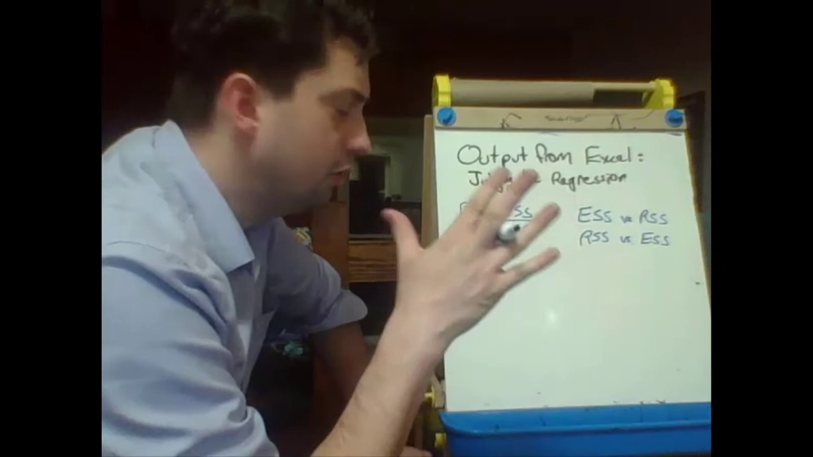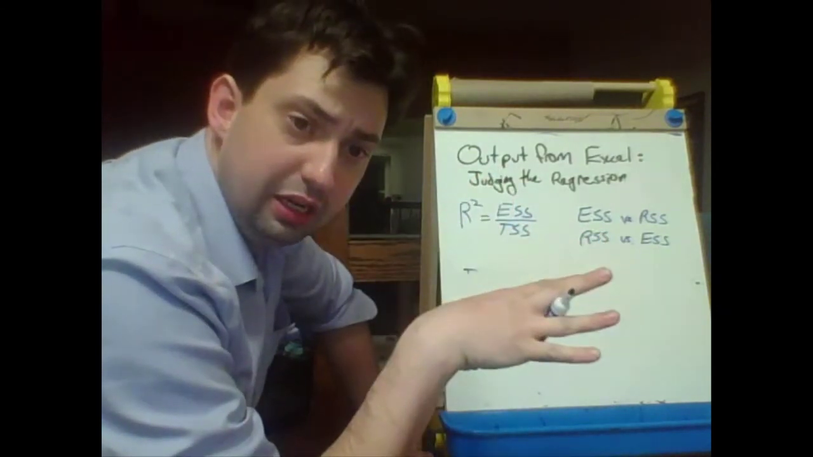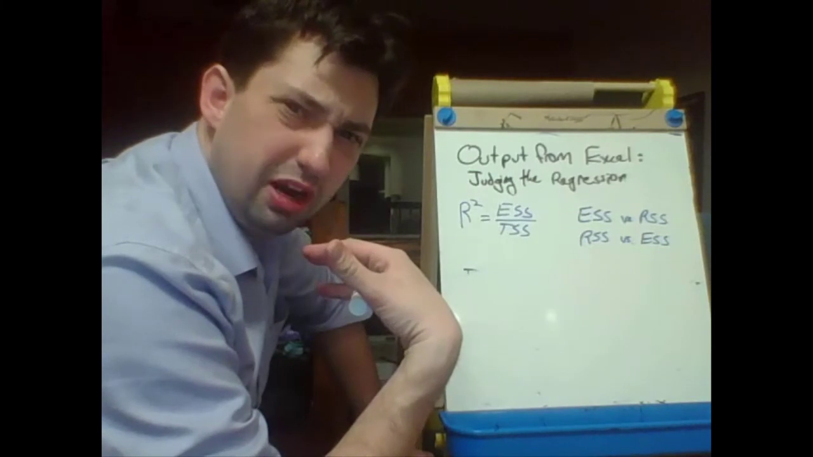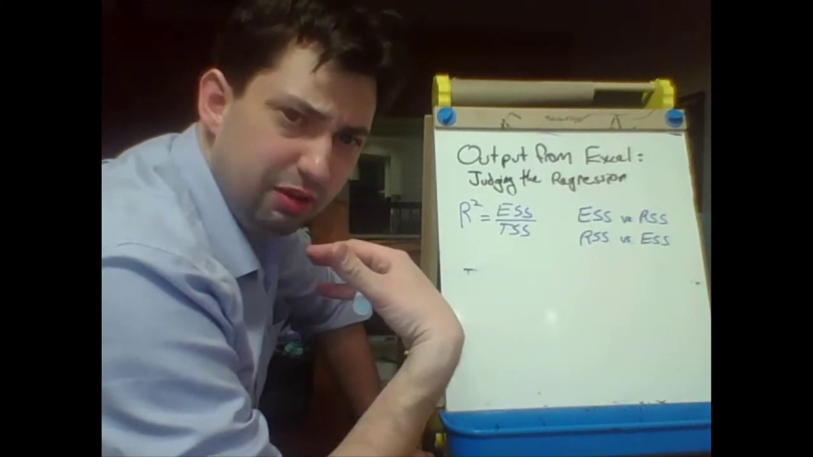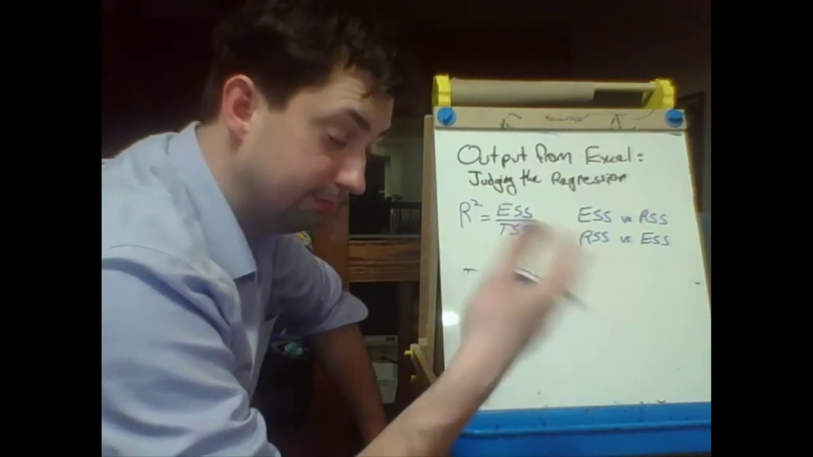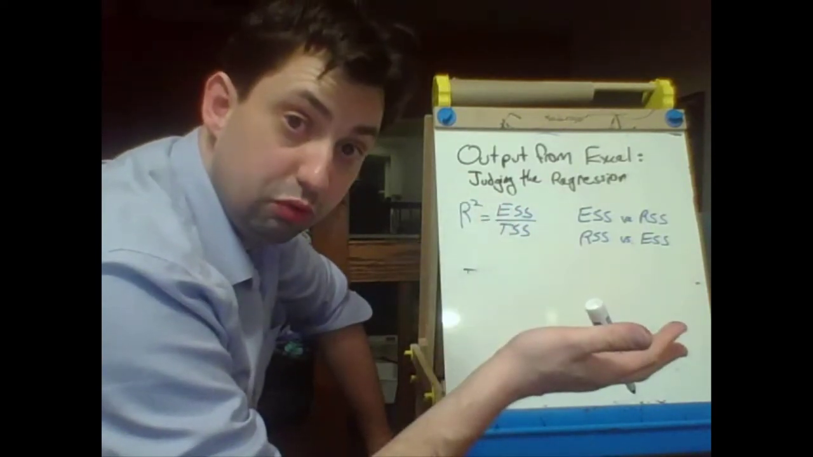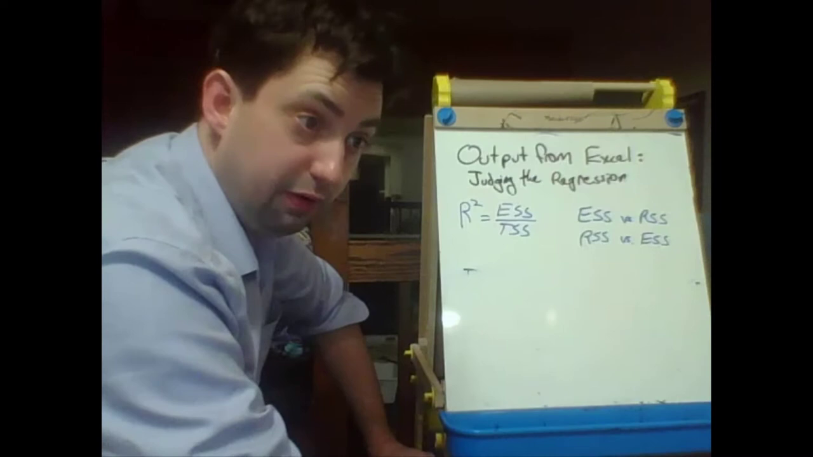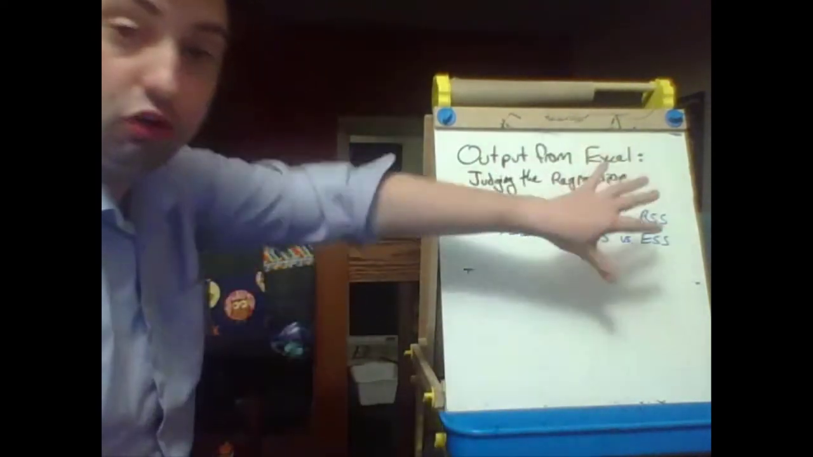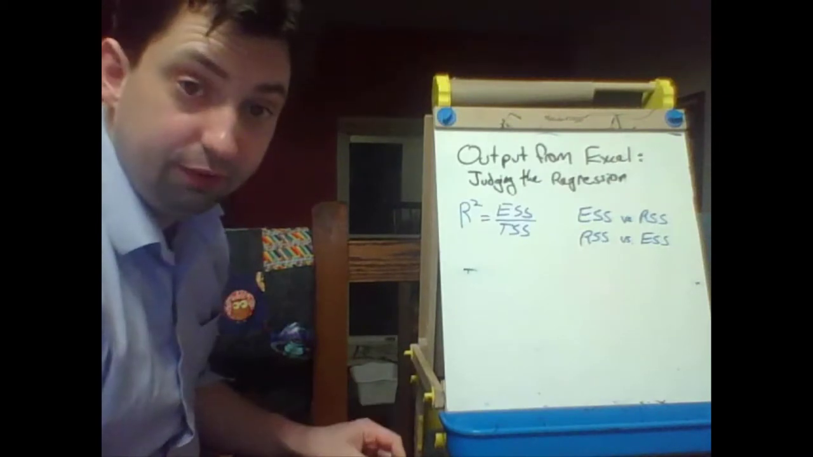In this class, you will always talk in terms of explained and residual, because I don't personally like the term error. It sounds like someone did something wrong, and explained has the virtue of thinking in terms of what we are trying to do with this regression. We're trying to explain variation and deviation from the mean. But I just want you to be aware of that difference in terminology.